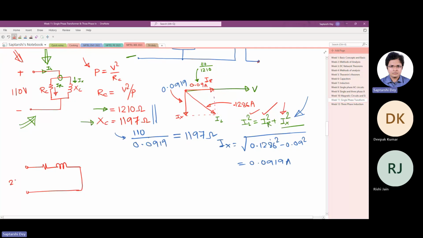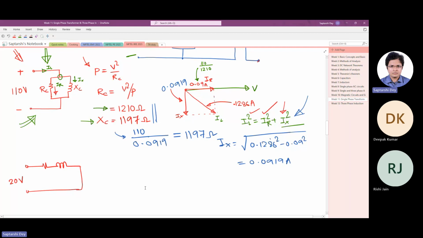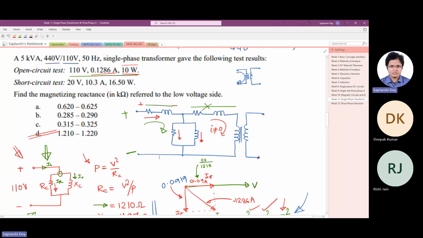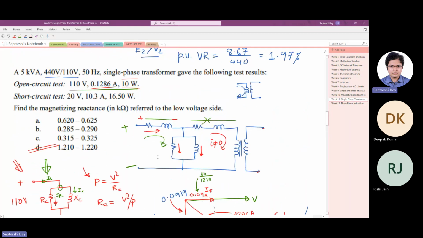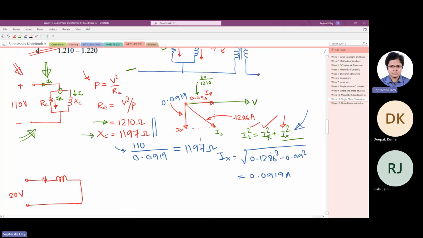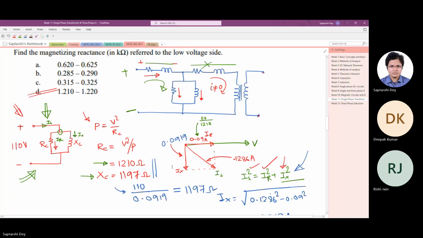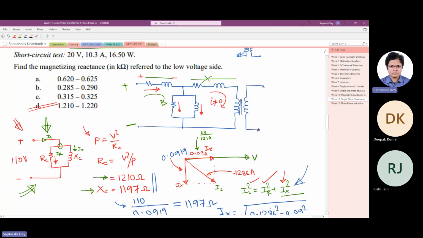Now you give 20 volt. One thing here is that the short circuit test does not give you the values of the resistance and impedance separately for the low voltage and high voltage sides. That is not possible. So what we take is we divide them into half, but that does not change our calculation of losses.